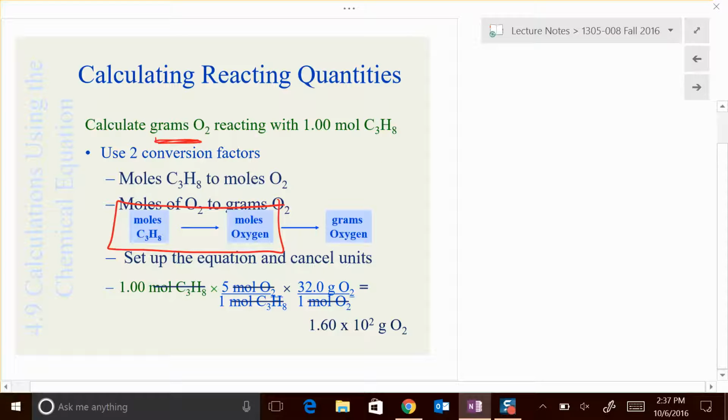Okay, so we can see that that's what they did here, right? They took 1 mole of C3H8. They converted it to the moles of O2 using the relationship: 5 moles of O2 for every 1 mole of C3H8. And then they did a second conversion, going to the grams of O2 from the moles of O2. And they get 160 grams of O2. Okay? So we need 160 grams of oxygen to react with 1 mole of C3H8.